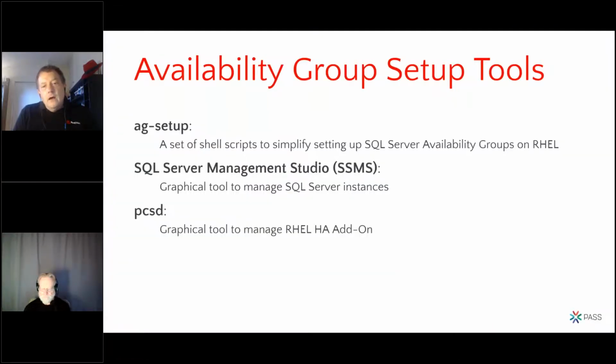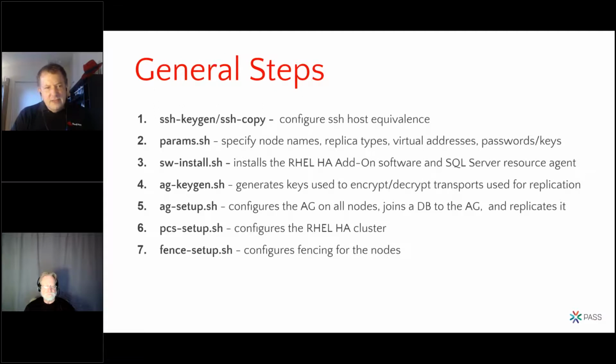So we basically have created a community maintained availability group set of scripts. And those scripts called AG setup, I'll show you how to get them off GitHub. They really simplify setting up a SQL availability group on RHEL. We also will use in our demo today SQL Server Management Studio, and we'll use PCSD, which I already mentioned is the web-based tool for managing RHEL HA. So we're going to walk through this demo, and I'm going to take you through some of the steps involved.